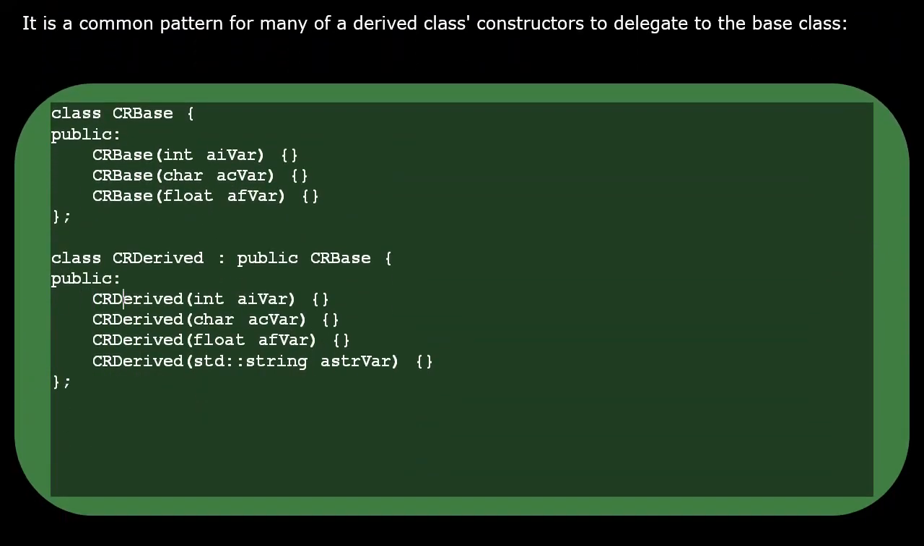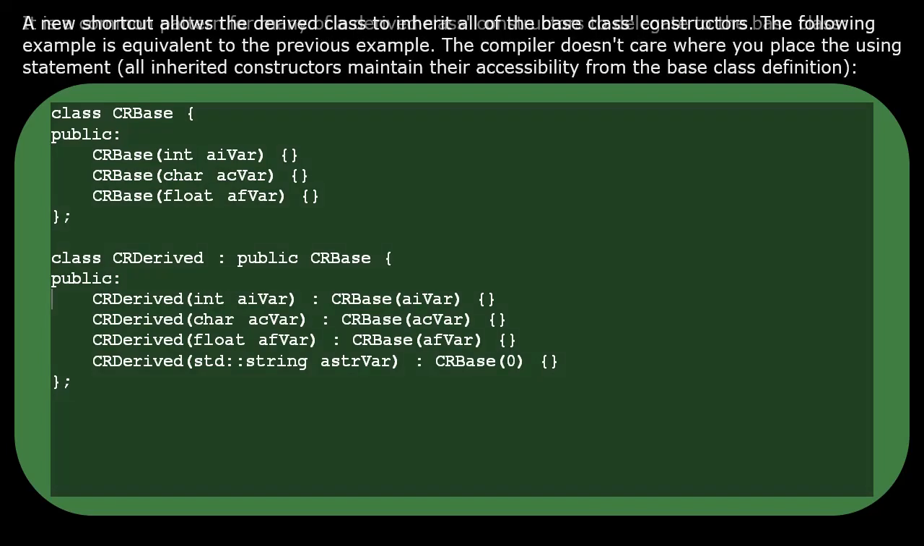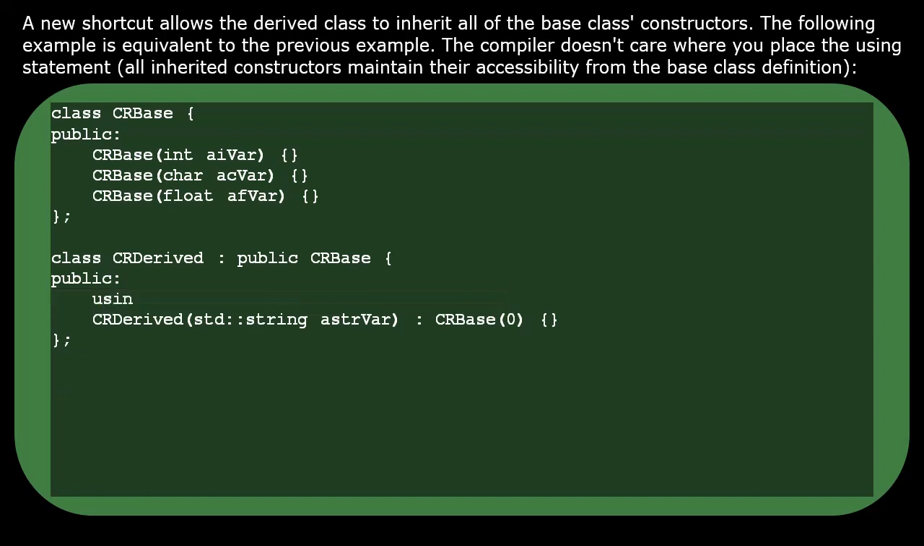It is a common programming pattern for many of a derived class's constructors to delegate to the base class. A new shortcut allows the derived class to inherit all of the base class's constructors. So this example with a using statement is equivalent to the previous example that had manually programmed delegation.